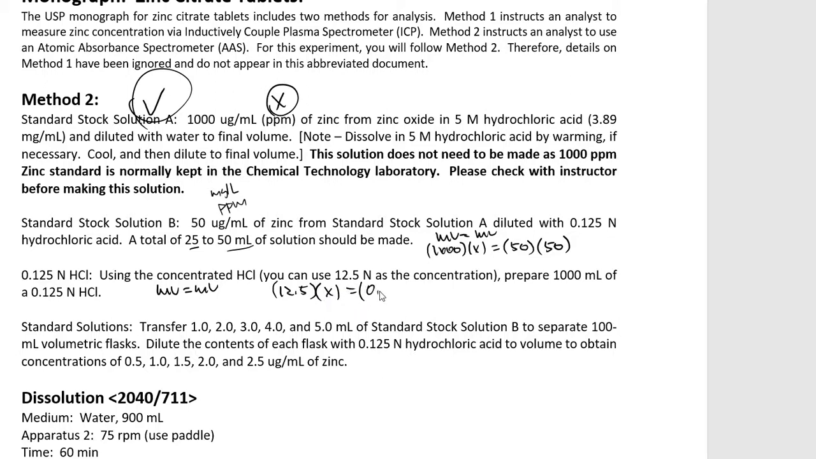And I need to make a 0.125 molarity solution, or normality solution. It's the same for hydrochloric acid, and I need to make 1,000 mL of this stuff. So folks, there's your setup. You just solve for X and see what you end up with. So 0.125 times 1,000 divided by 12.5. That will give me the amount of concentrated hydrochloric to use to make that diluent, or solvent.